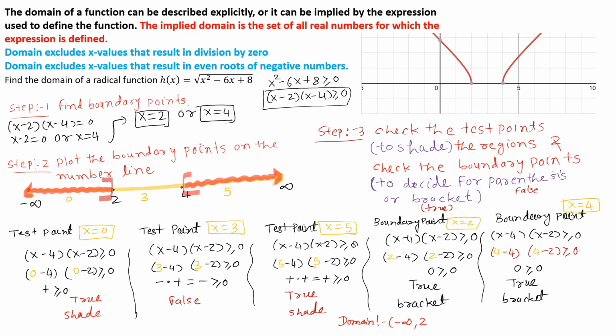Negative infinity to 2 closed interval union 4 to infinity. And for sure, if you look at the graph, you can say your domain is from negative infinity to 2 and from 4 to infinity. So hope this will help you.